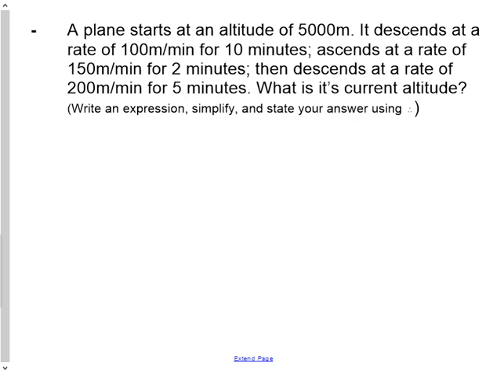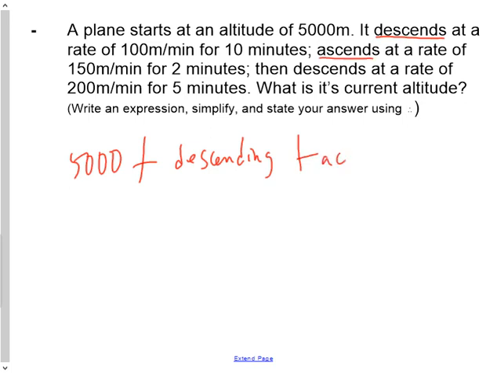And your last question, which for most of us was a complete disaster, it says a plane starts at an altitude of 5,000 meters. So I'm going to start with that number in my expression. And what I'm going to do is combine with it, it's descending, and I'm going to combine, then it's ascending, and then I'm going to combine with it, it's descending again. So all I have to do is figure out, well, what was the descending? Well, it descends at a rate of 100 meters a minute for 10 minutes.